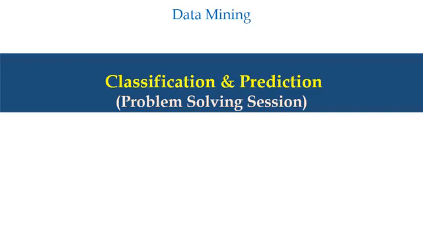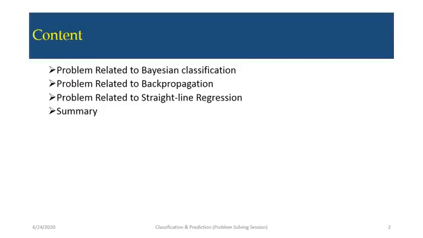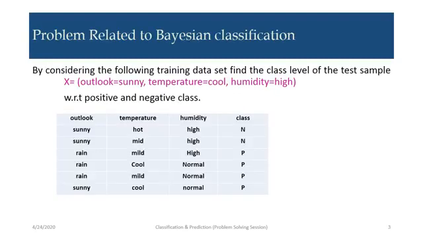In this particular session, we will discuss the examples and problems related to backpropagation, Bayesian classification and simple linear regression. So, the content of this session is: problem related to Bayesian classification, problem related to backpropagation, problem related to straight line regression, followed by summary. Here first we will discuss the problem related to Bayesian classification.